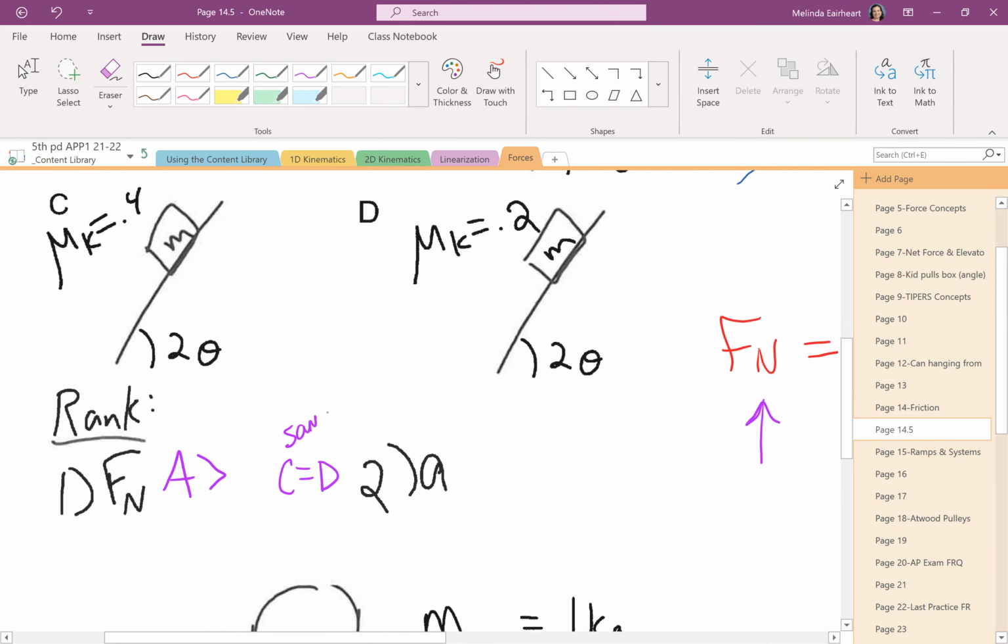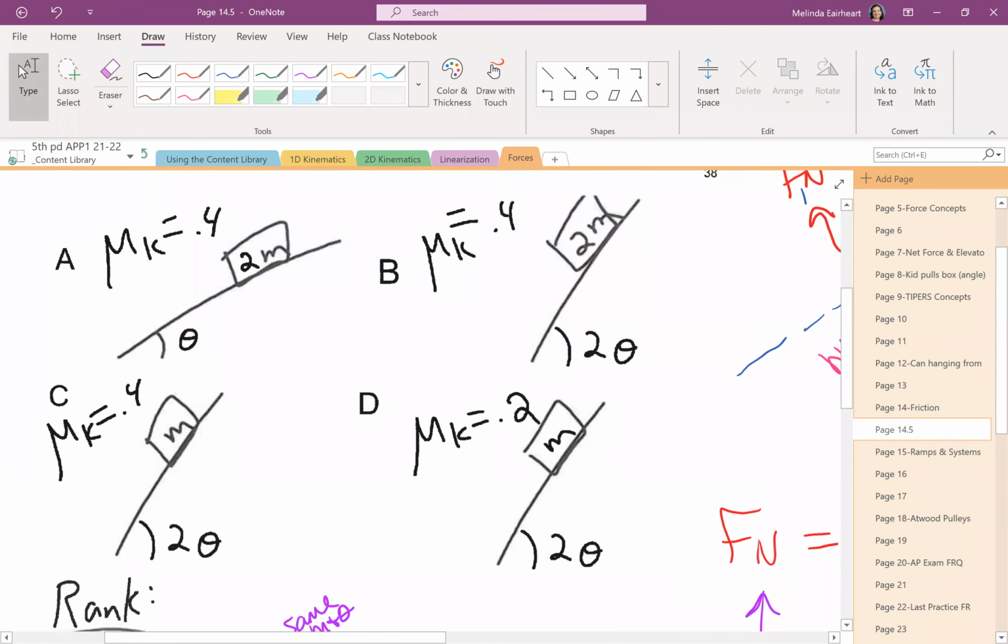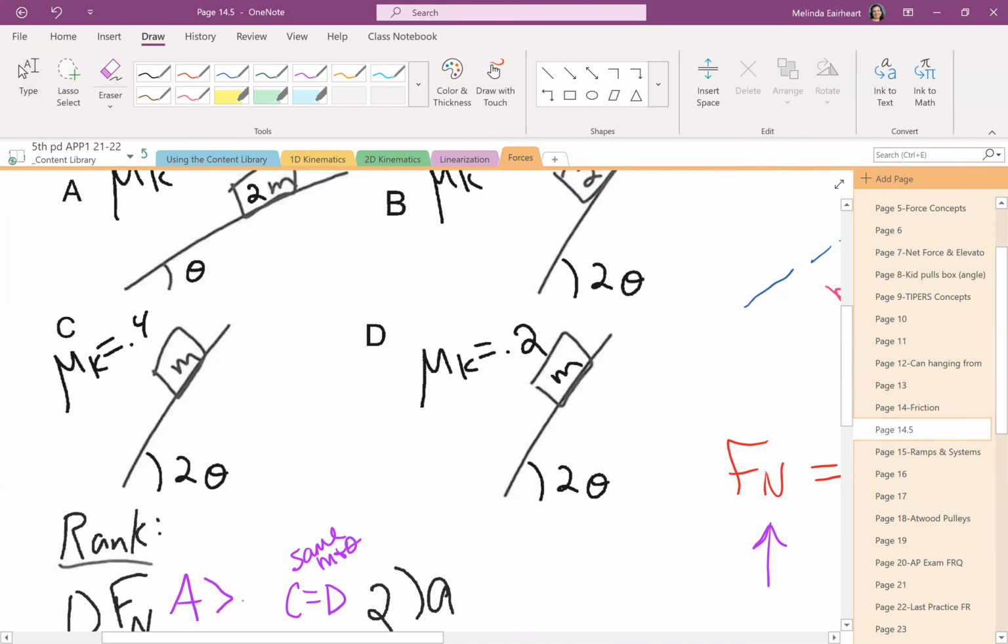They have the same mass and theta. Well, what about B? Is B automatically next? Or is there something in B that makes it have more normal force than what we just decided for C and D? Yeah, it's got the same angle as C and D, but it has more mass. So that'll give it a greater normal force. Make sense? And so A is greater than B is greater than C equal to D.